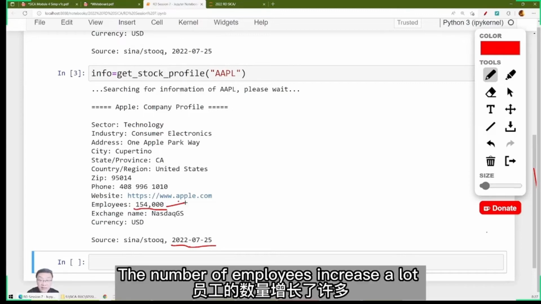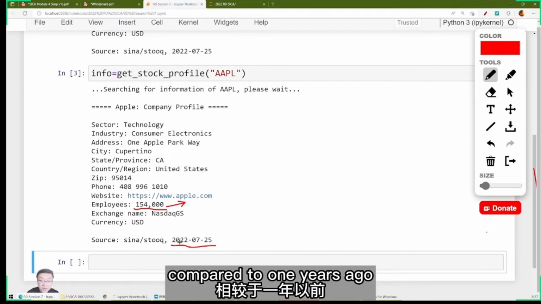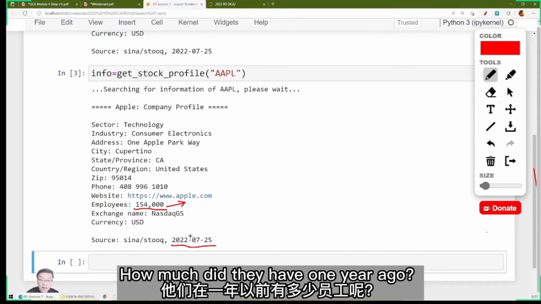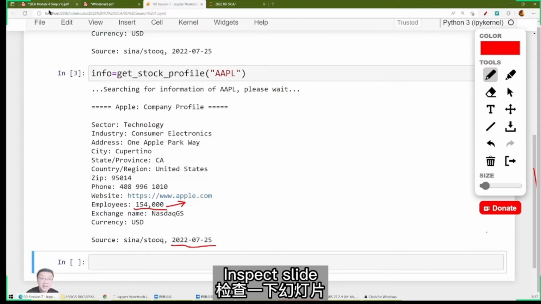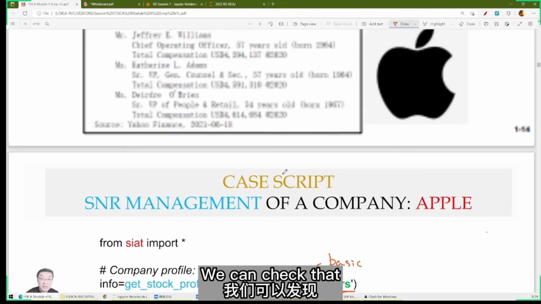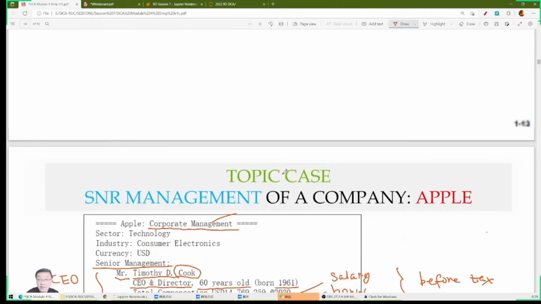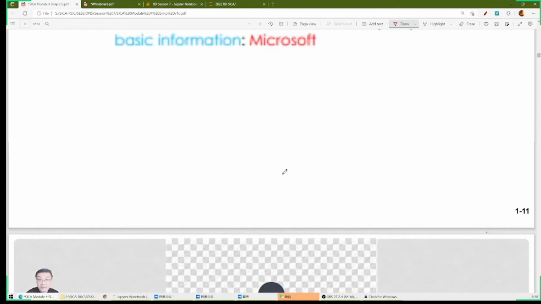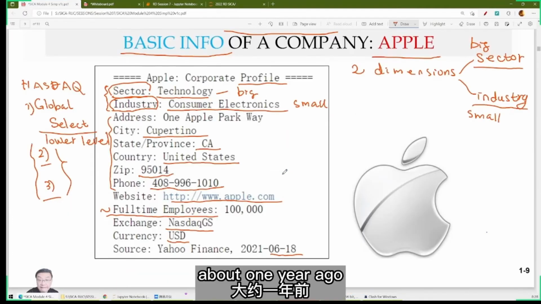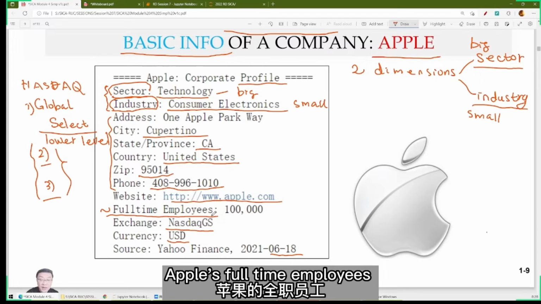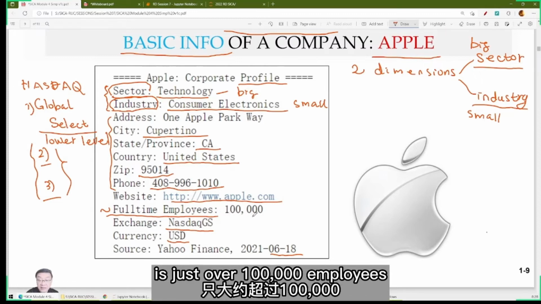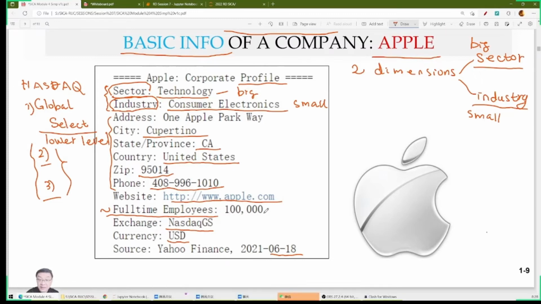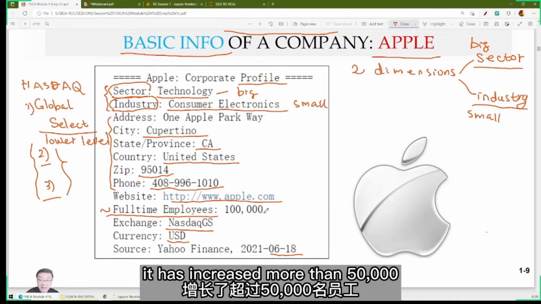The number of employees increased a lot compared to 1 year ago. How much did they have 1 year ago? Let's go back to the slides. We can check that. About 1 year ago, Apple's full-time employees is just over 100,000, right? And after 1 year, it has increased by more than 50,000.